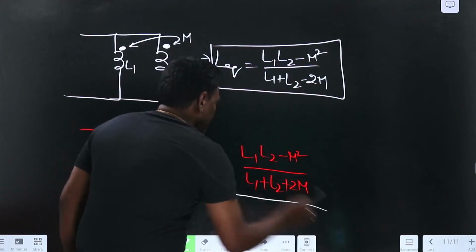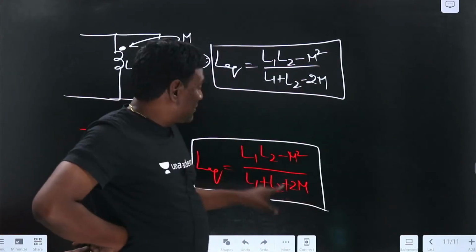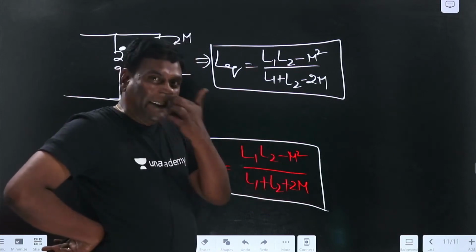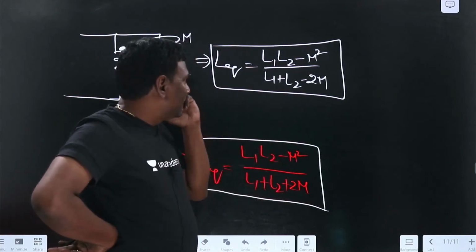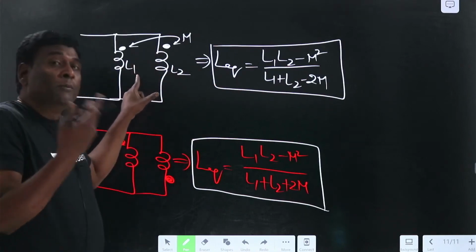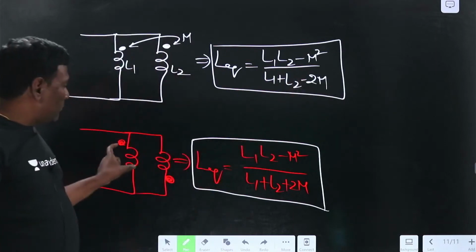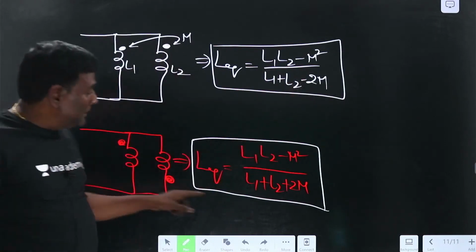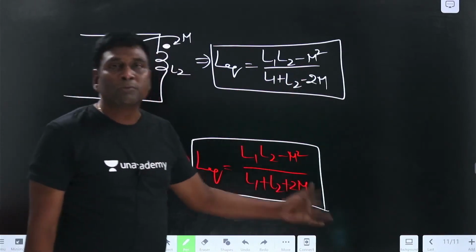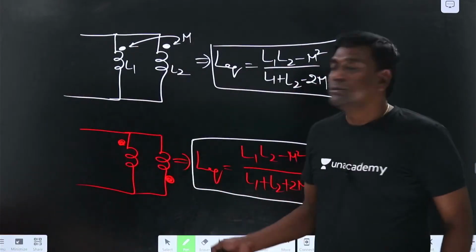now if you get confused in your exam about minus 2M or plus 2M, when to use between aiding and subtracting, just remember one thing: in the aiding case L equivalent should be more, meaning that in the denominator minus 2M should come, and in the opposing case L equivalent should be reduced, meaning that in the denominator plus 2M should come. Now we will be able to solve the problems.